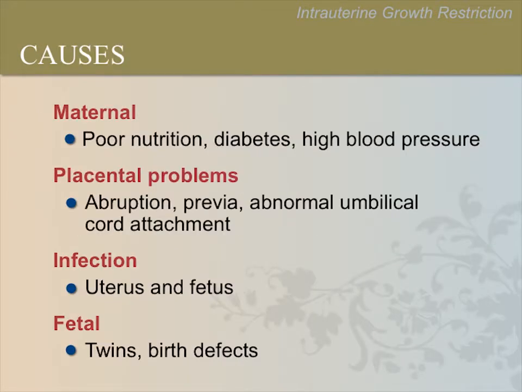Most often, fetal growth slows when blood flow from the mother to the fetus is poor. Several conditions of the mother can impact this blood flow, such as poor nutrition, diabetes, and high blood pressure. Other problems contributing to IUGR include placental abruption, placental previa, an abnormal umbilical cord attachment, or an infection. Sometimes the cause is related to the fetus itself. Multiple fetuses and birth defects may also reduce blood flow to the fetus.